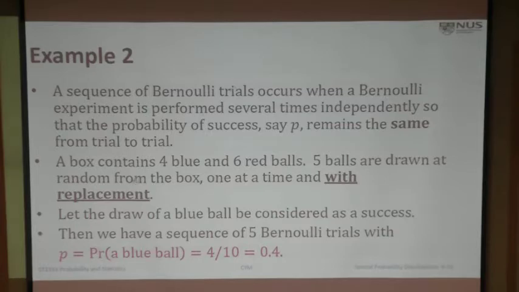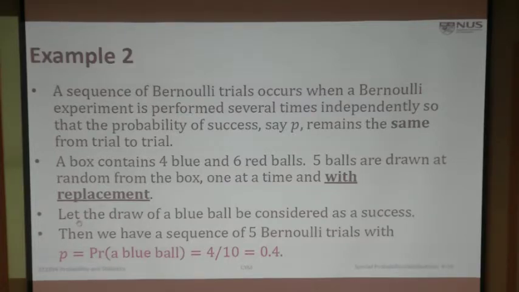Now consider a box that has 4 blue and 6 red balls. 5 balls are drawn from the box one at a time. Without replacement, I think they should say. So let the draw of the blue ball be success. Now we have 5 Bernoulli trials. Well, yeah, with replacement. Sorry, yes, with replacement. So now we start with our box. We have 4 blue, 6 red balls. We take out a ball, that could be blue or red. We put it back. We do that 5 times.